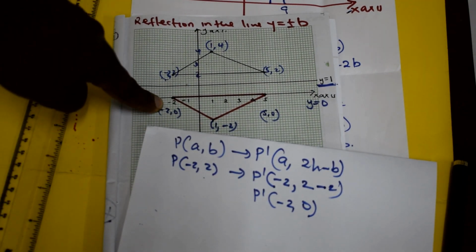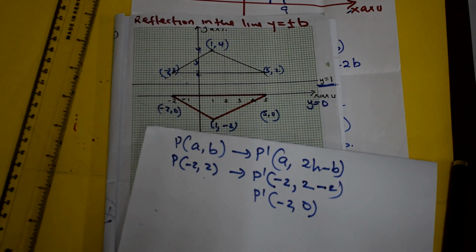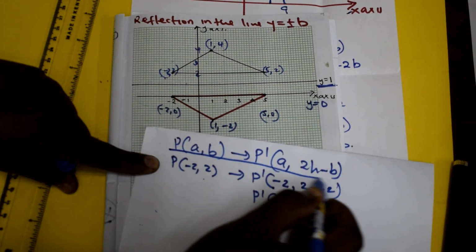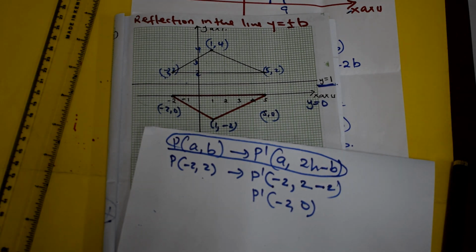I hope you can also take other points or any other equations on that line and come up with more. So that is when y is given as either 1, 2, or any other value, even if it is negative. So what is key here to know by calculation is that final statement that an object (a, b) will go to (a, 2h minus b).